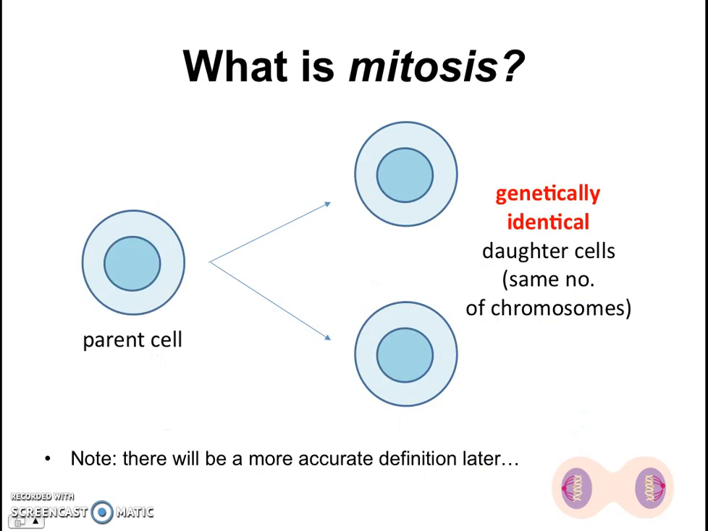So what exactly is mitosis, since it's so important? Well, to put it simply, mitosis is a kind of cell division where a parent cell divides to form two genetically identical daughter cells, meaning that these daughter cells contain the same number of chromosomes as the parent cell. We'll get a more accurate definition in the next video, but let's do with this for now.